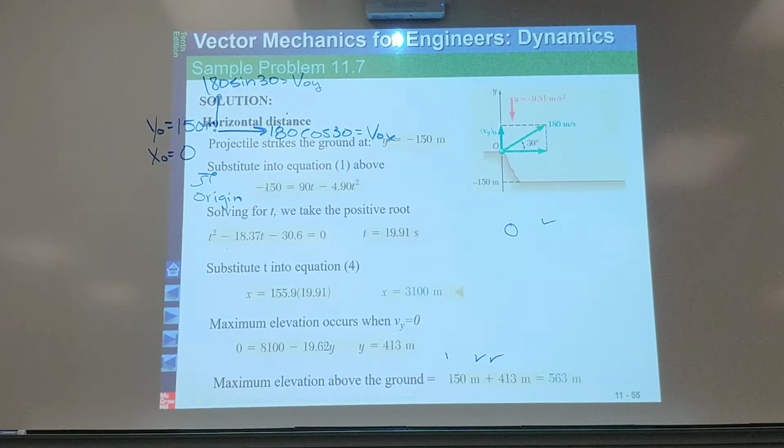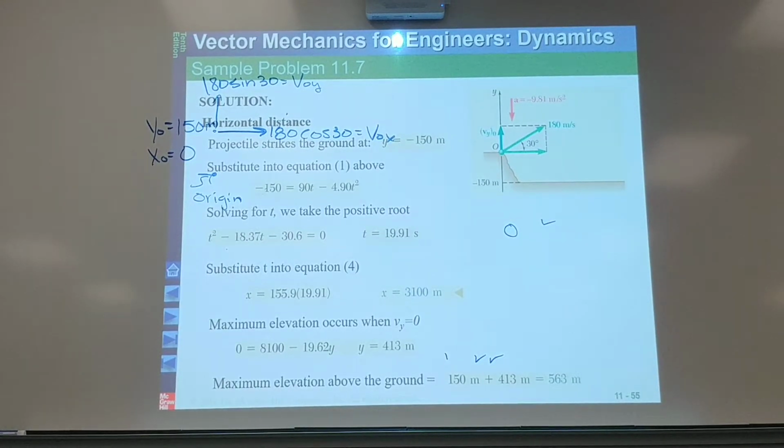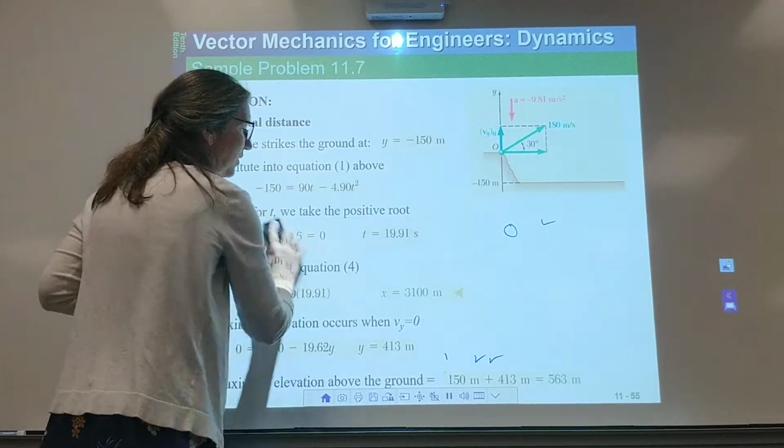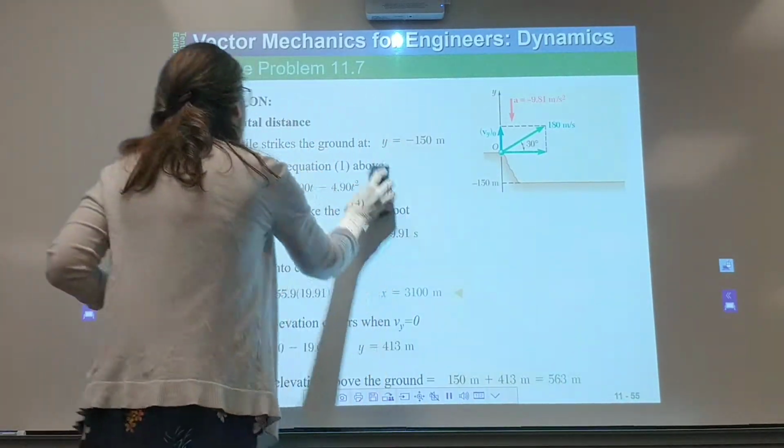Then finally, if we wanted to know the maximum elevation, that's where our velocity in the y direction is 0, so we can find the time when the velocity in the y direction is 0, and then solve for that height. So you just kind of manipulate those equations.